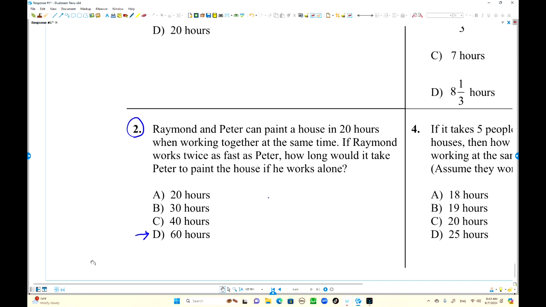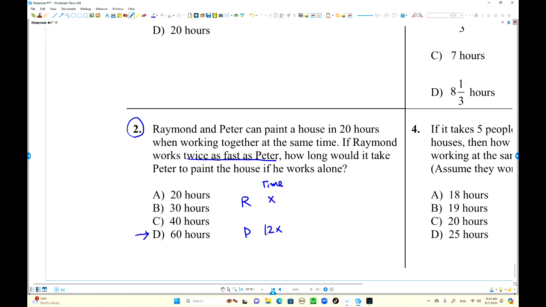Okay, Raymond and Peter can paint a house in 20 hours when they work together, okay? Raymond worked twice as fast. Fast means half of the time, and slow means double, right? So I'm going to write down over here, Raymond and Peter, the time taken. Peter takes 2x, Raymond takes only x hours, okay? That is half of that, that is faster, right? How long would it take Peter to paint the house if he worked alone?